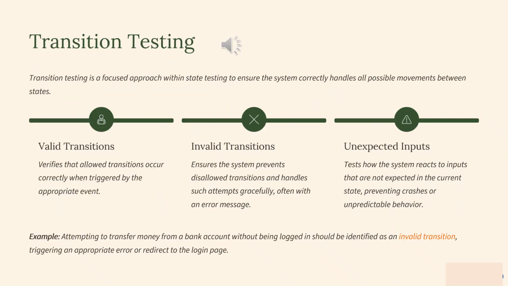Next topic, transition testing. Transition testing ensures that the system handles state changes correctly. It verifies valid transitions between states. It also checks invalid transitions to ensure the system prevents them. In addition, testers examine how the system handles unexpected inputs. For example, attempting to transfer money without logging in should trigger an error message.